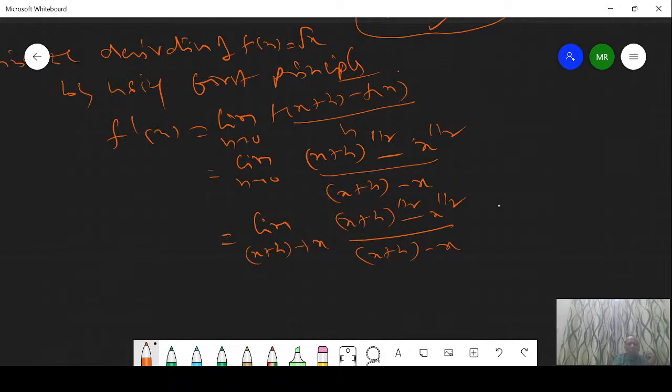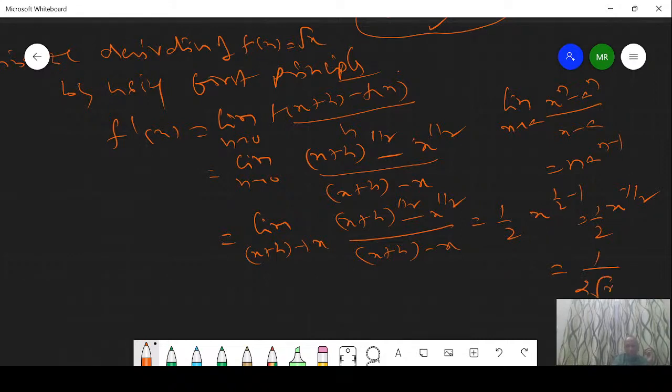You can apply the formula. Limit x tends to a, I told you the formula: limit x tends to a of (x^n minus a^n) by (x minus a) is always n into a^(n minus 1). If I apply the formula, n means 1 by 2, x power 1 by 2 minus 1, so 1 by 2 x power minus 1 by 2. It will come 1 by 2 root x.